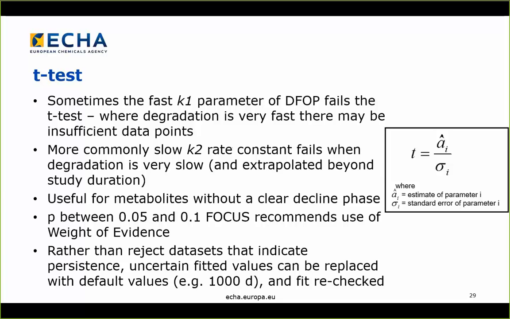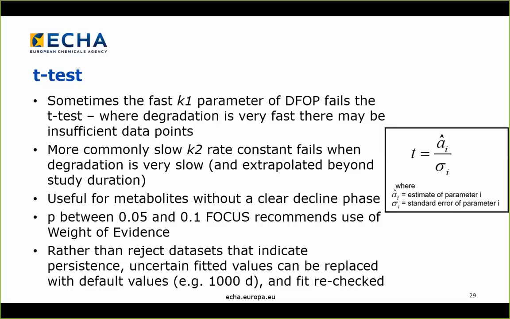Perhaps more commonly, you'll see the t-test fail for the slow K2 rate constants of either the hockey stick model or the DFOP model. And that's when degradation is very slow and it's extrapolated beyond the study duration. Okay. The t-test can be really useful for assessing metabolites without a clear decline phase, and we'll talk about that in a bit more detail this afternoon.